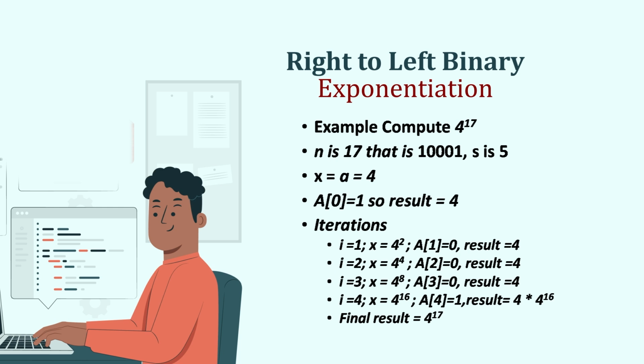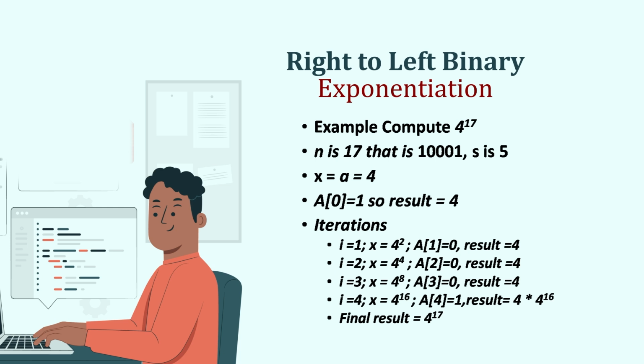And the iterations then are like that. You are just multiplying x with itself, not exactly doubling. For i equals 1, x becomes 4 squared; i equals 2, x becomes 4 to the power 4; i equals 3, x becomes 4 to the power 8; and for i equals 4, x becomes 4 to the power 16.